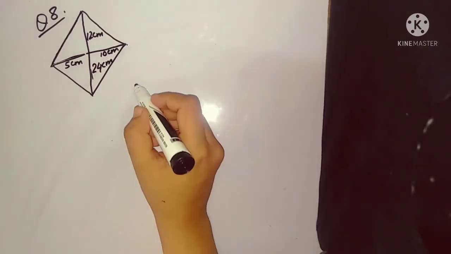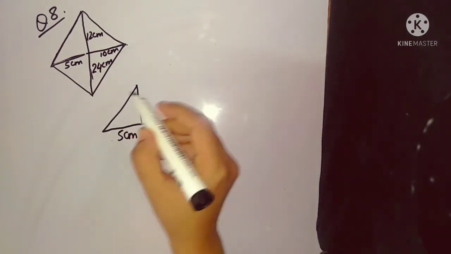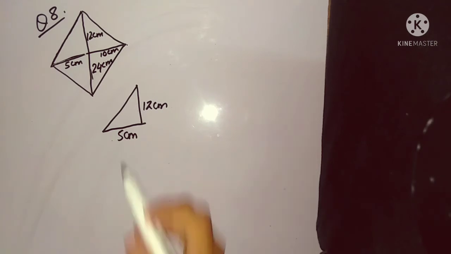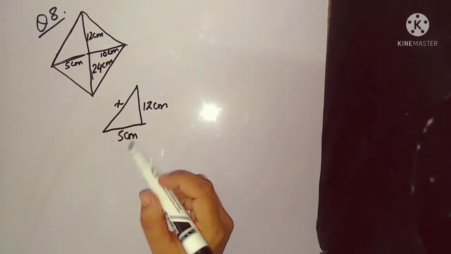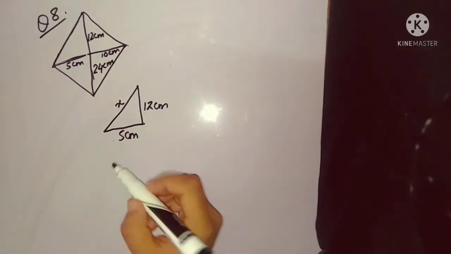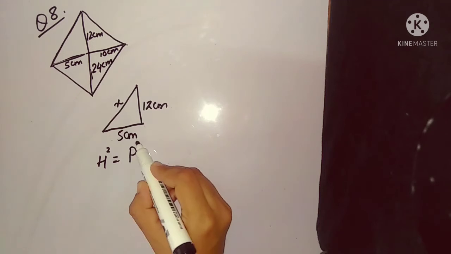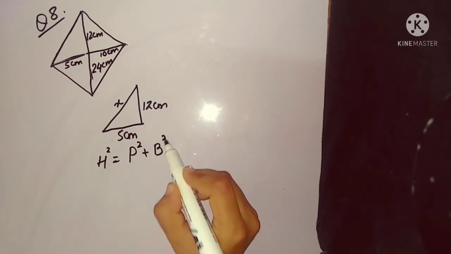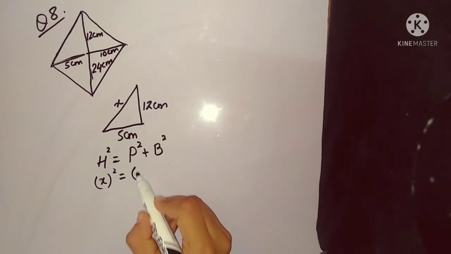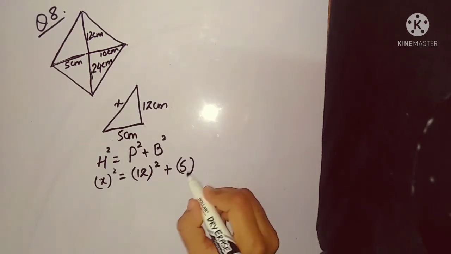Okay, now let's draw the separate right angle triangle which we are taking. Here the base is 5 centimeter and here the length is 12 centimeter. Alright, now let's find out this length. You know that this is hypotenuse, this is perpendicular, and this is base. So I'm going to use the formula of the Pythagoras theorem, which is hypotenuse square is equal to perpendicular square plus base square. So hypotenuse is x, so I'm going to take the square of x. Perpendicular is 12, so I'm going to take the square of 12. And base is 5, so I'm going to take the square of 5.